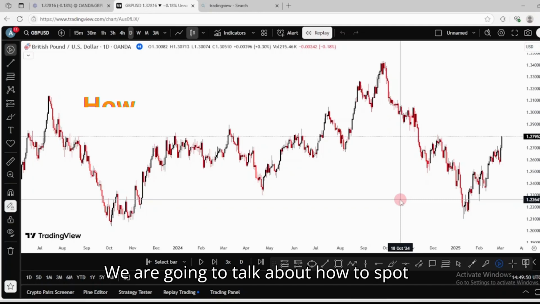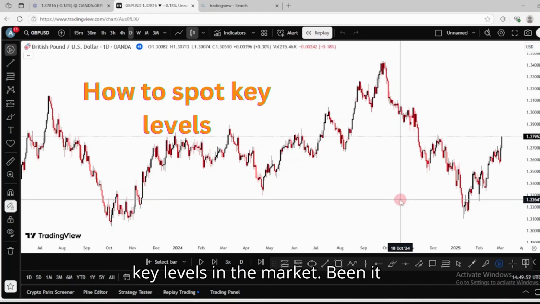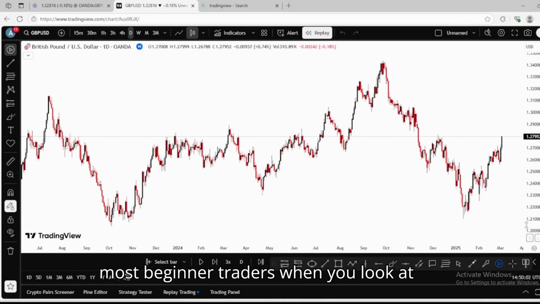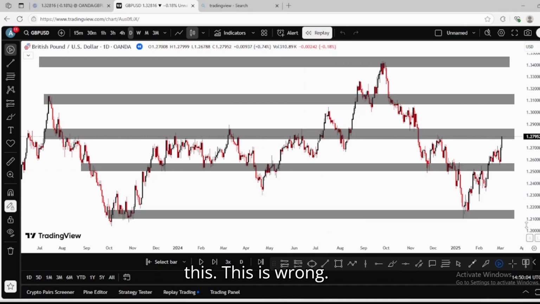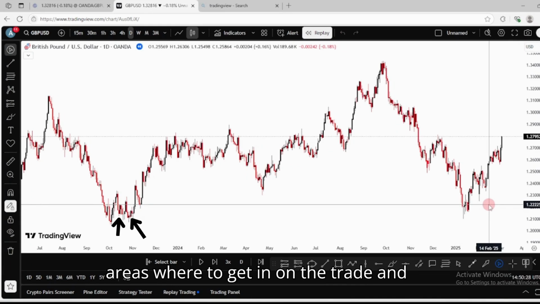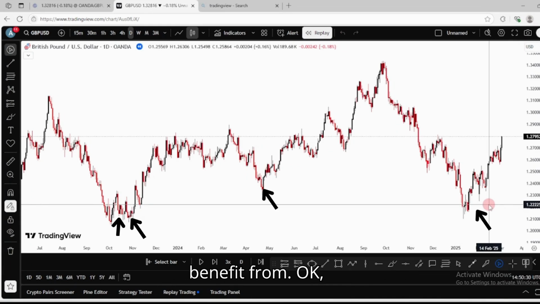We are going to talk about how to spot key levels in the market, be it price action or SMC. Most beginner traders, when you look at their chart, it is looking something like this. This is wrong because you won't know where price is coming from, where price is going, and areas where to get in on the trade and benefit from. So that is what we're going to talk about in this video.